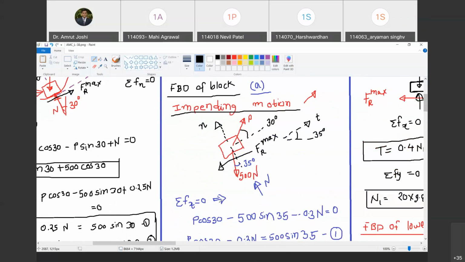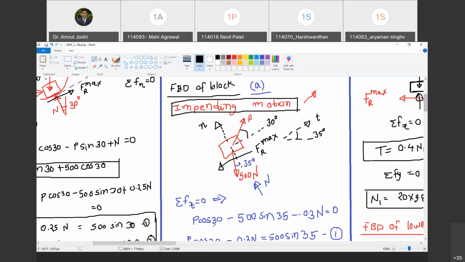Equation of equilibrium. Why can I apply the equation of equilibrium? Because though the motion is impending, it is yet to begin, and therefore the body is in equilibrium. Are you with me? Yes, sir. So therefore I apply summation of Ft equal to 0.